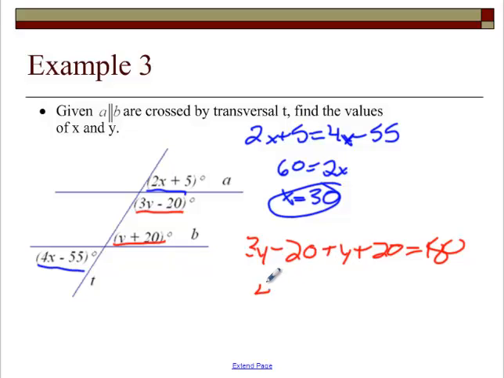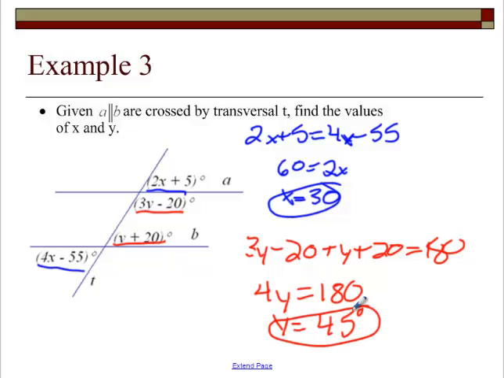3y plus y gets you 4y. Negative 20 plus 20 cancels out. Y is going to be 45. So we got x and y. Remember, you cannot set up an equation that has x and y in the same equation. You have to look at just x separately. You have to look at just y separately.